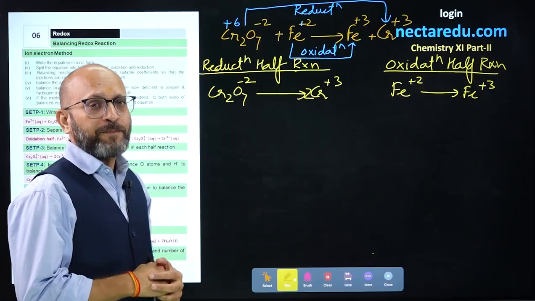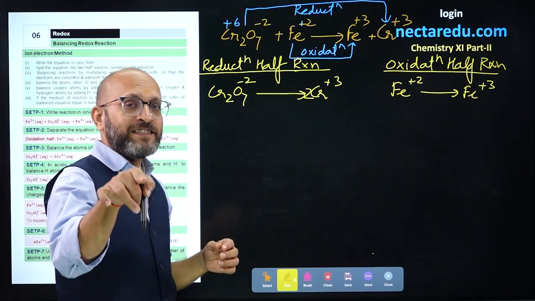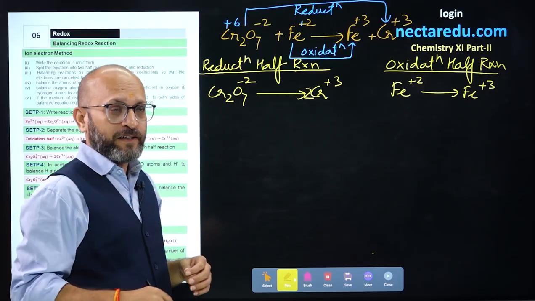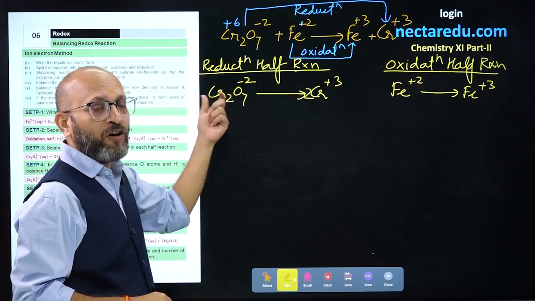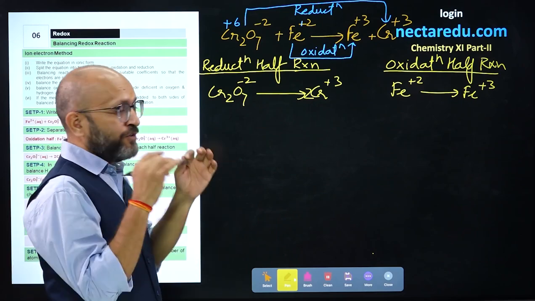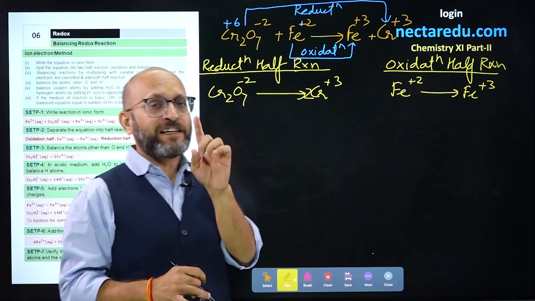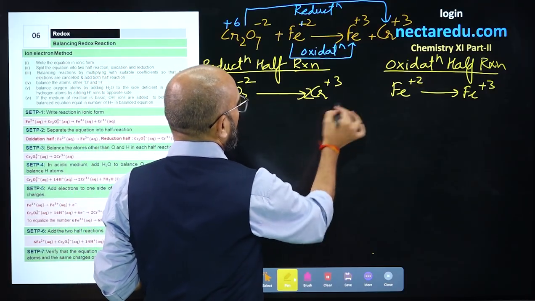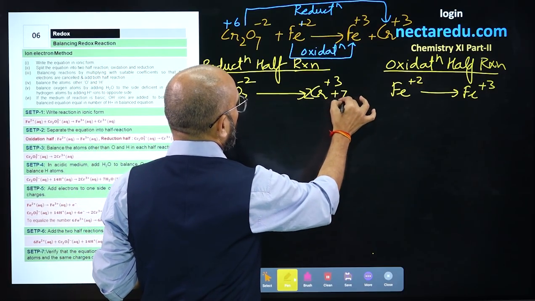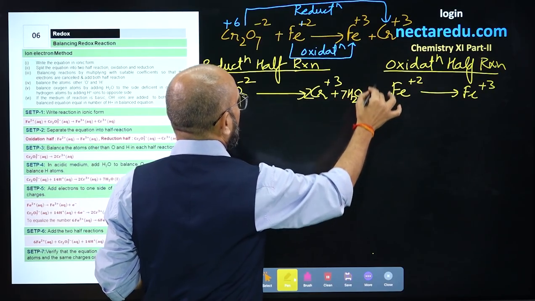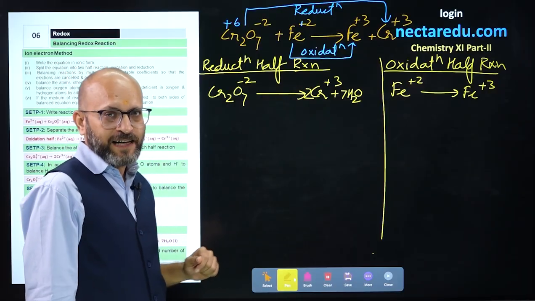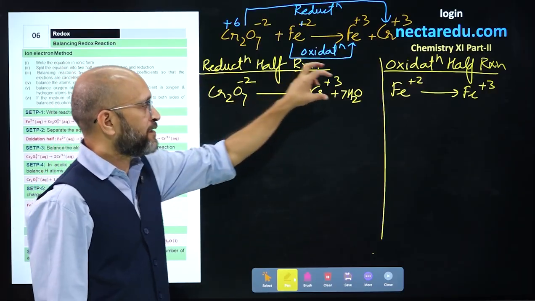Now next step is balance oxygen by adding water. So we have 7 oxygen atoms out here. As each water molecule has one oxygen, we will add 7 water molecules out here. Alright. So this is it. We have added 7 water molecules that side because 7 oxygen were this side.